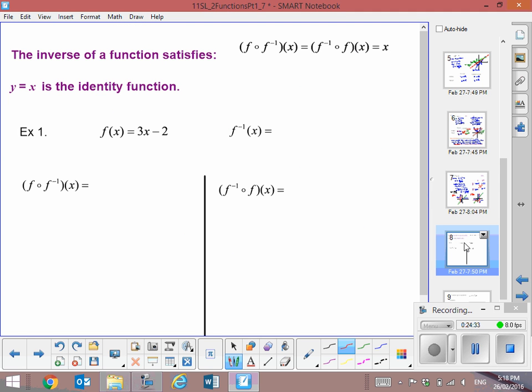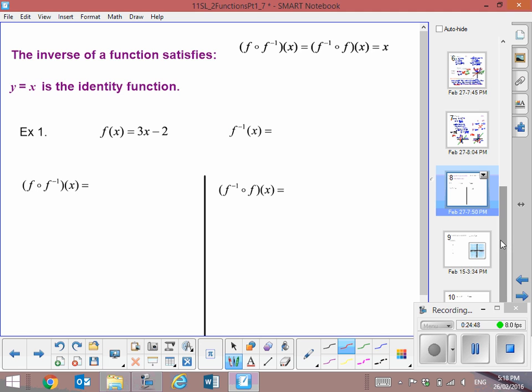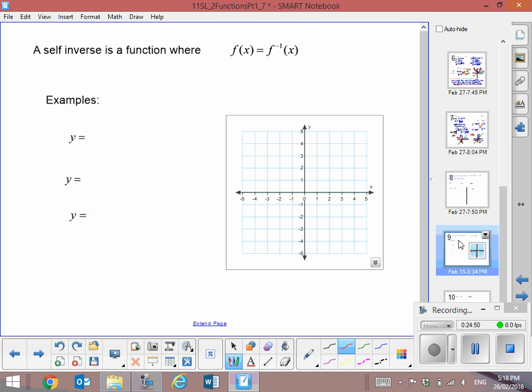The inverse of the function satisfies f of f inverse of x equals x. So if we take the composite function of f and the inverse function, no matter which order we do it, we will get x. We'll work through that in class. And the other one we're going to work through in class is where we get a self-inverse. So we'll leave that to class time. Thanks for listening, and I hope you made some good notes on that one.